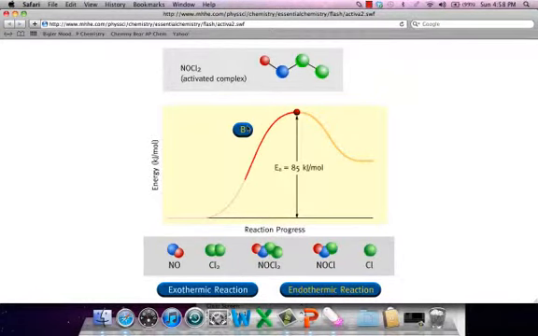When molecules collide, they form an activated complex, a temporary species formed by the reactant molecules as a result of the collision before they form the product. In this reaction between NO and Cl2, the activated complex is NOCl2. The activation energy, which is the minimum energy needed to initiate this reaction, is 85 kilojoules per mole.